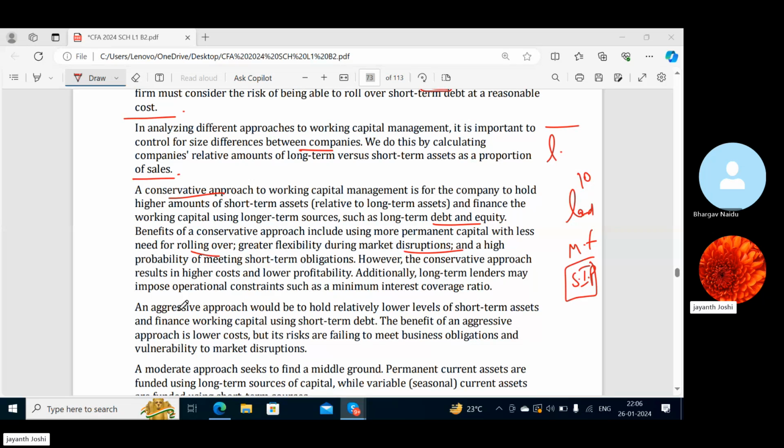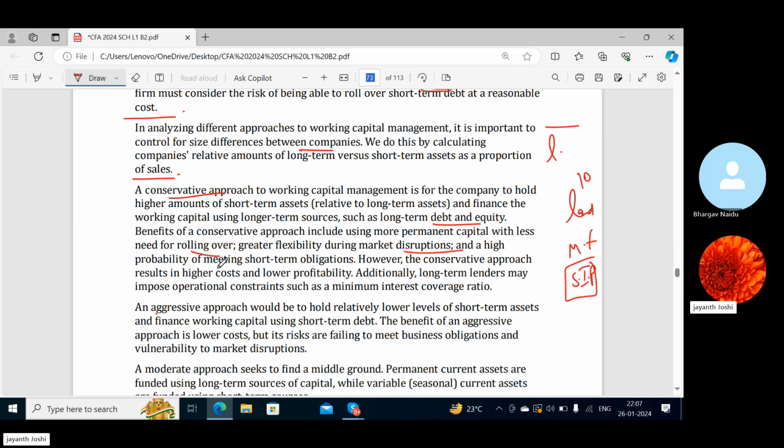So these are the benefits of conservative approach. They want more permanent capital in form of long-term debt and equity. They want to fund more of their working capital requirements with long-term debt and equity, and they want less rollover. They want more flexibility during market disruptions. That means when market is in recession or some market adversities are going on, they always want to make sure that whatever their short-term obligations are, they should have enough funds to settle that.